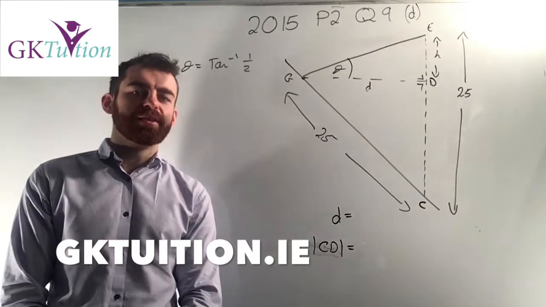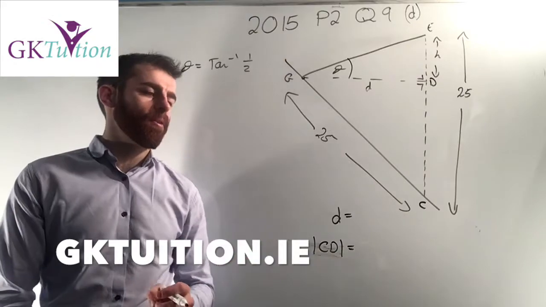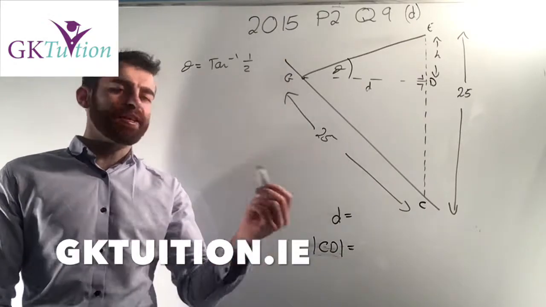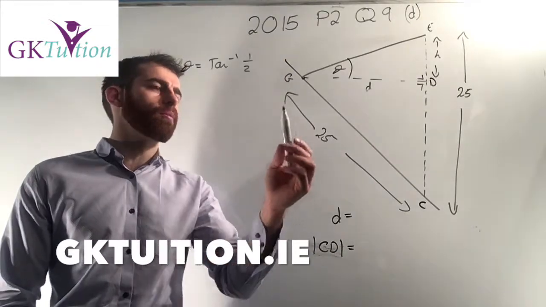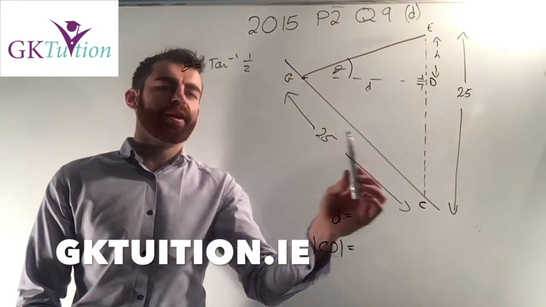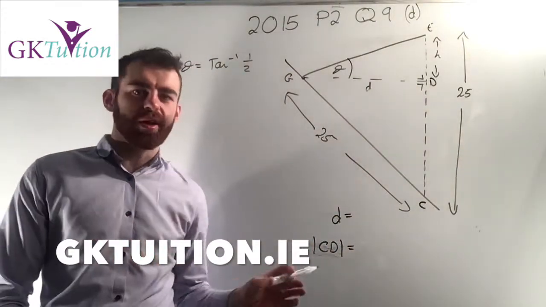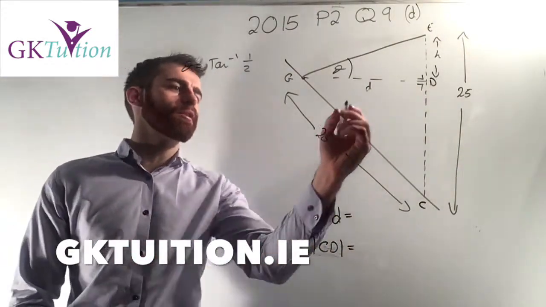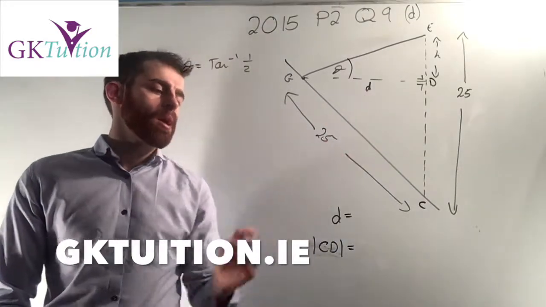In part D of this question, we're given the following scenario. In this case, what should come into your head is that I'm just dealing with two right angle triangles. So I'm just dealing with sine, cos, and tan. They're right angle triangles. It's junior cert trigonometry.